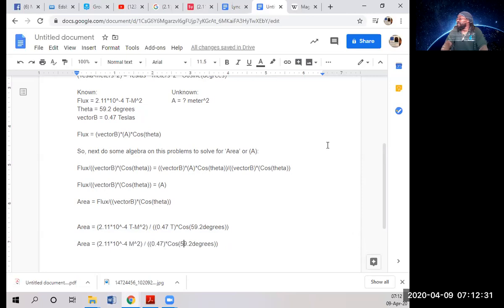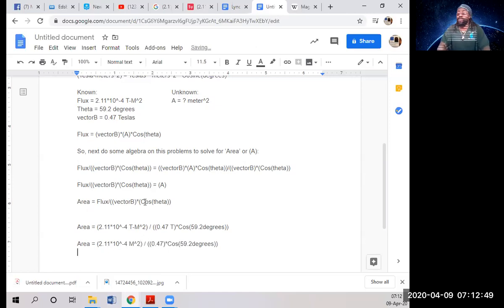Degrees and cosine are really just degrees. They don't really affect dimensions. So I'll end up with meters squared. And if you look back up here to make sure the math's correct, it's meters squared. So that works out. Now it's just time to do the calculation. So let's do the calculation part.